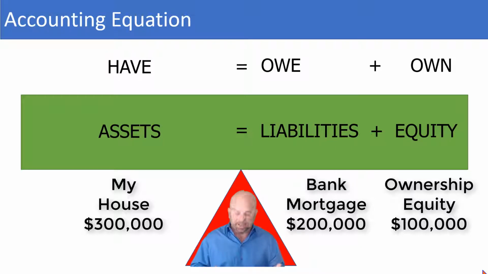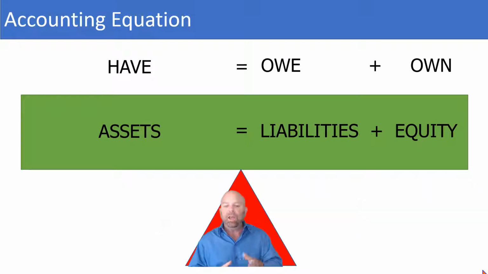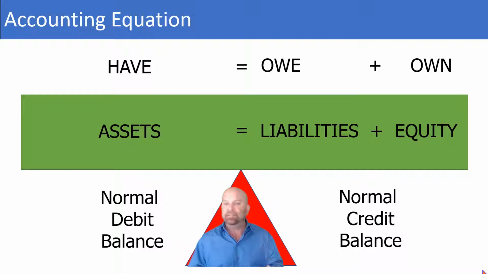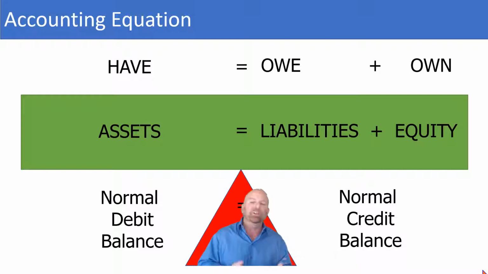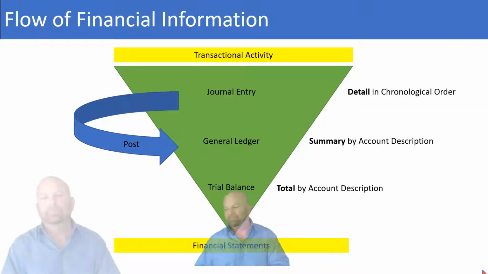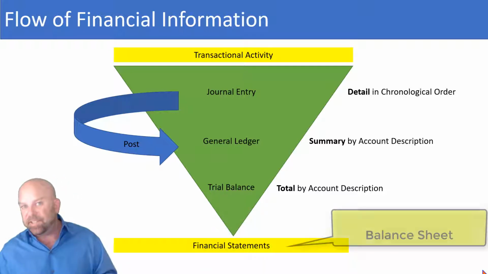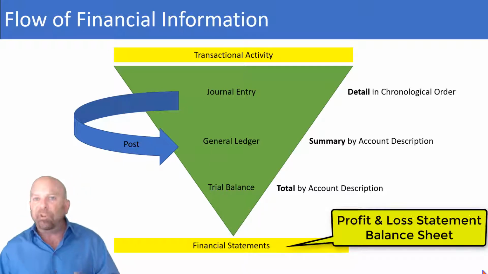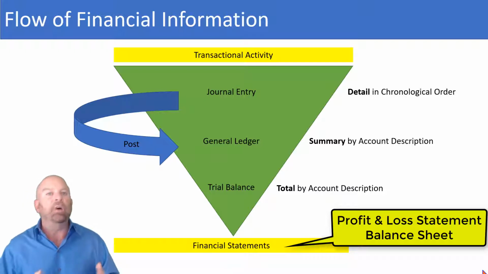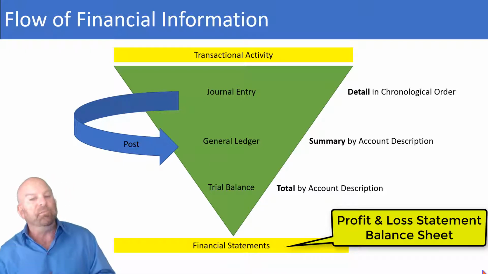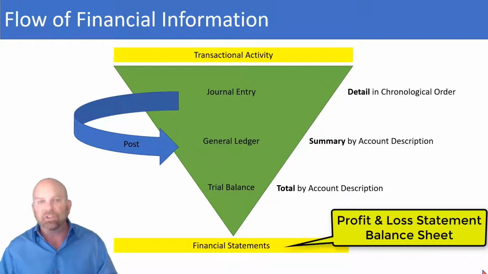These account types, assets, liabilities, equity, have normal balances. So assets have a normal balance of a debit, while liabilities and equity have a normal balance of a credit. These three account types make up the fundamental accounting equation and are present on a financial statement called a balance sheet. So the balance sheet is an example of a financial statement. The profit and loss statement is also an example of a financial statement, and financial statements are a result of the flow of financial information that all starts with transactional activity.